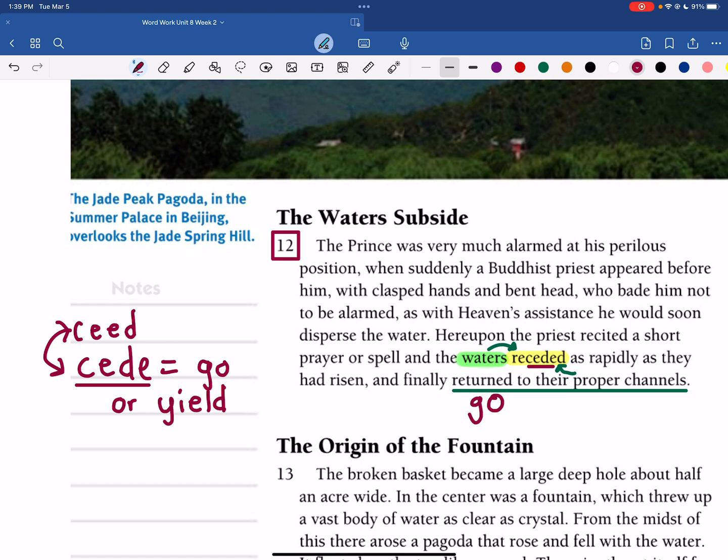So I was able to use the context clues from the sentence I found the word in, and my understanding of the Latin root seed, which means go or yield, to help me understand that the word receded means to go back. In this case, the waters needed to go back to where they had originally come from, to go back home, so to speak.